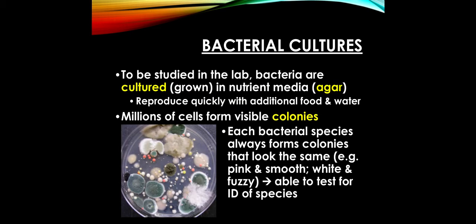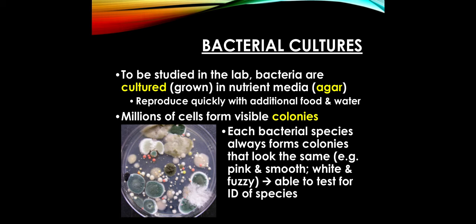Very briefly, we want to talk about bacterial cultures. In order to study bacteria in the lab, we have to culture or grow them, and we do that in what we call nutrient media or agar. With this agar, the bacteria are able to reproduce quickly, because that agar gives them food and water. When we look at the bacteria cultures on a plate, like the picture on this slide, we're not seeing individual bacteria, but we're actually seeing millions of cells that make visible colonies.